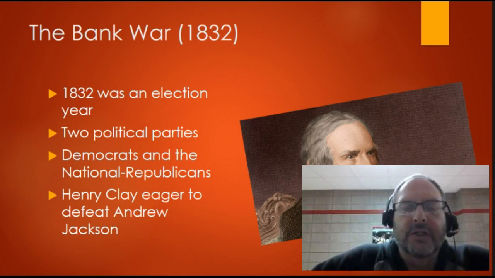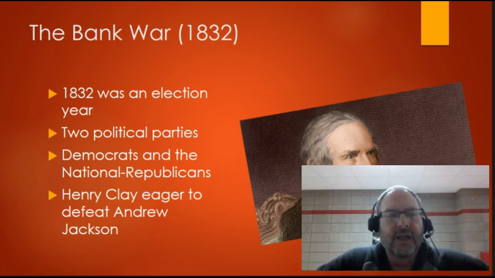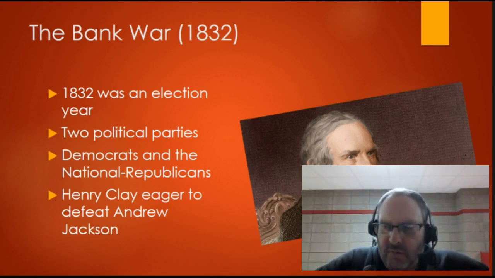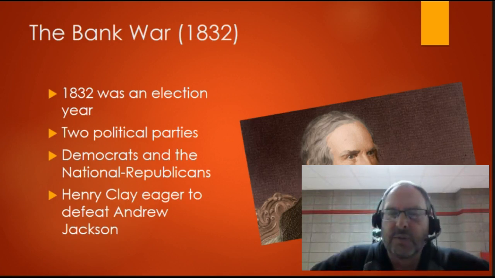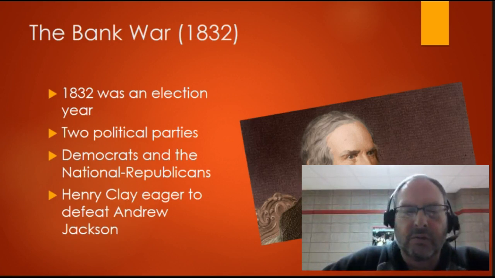So this is a picture of Henry Clay, and I know you can't see it too well because my screen is overlapping with that. But 1832 is an election year. The two parties are the Democrats and the National Republicans. Henry Clay was not a big fan of Andrew Jackson, and he was eager to defeat Andrew Jackson. Clay, in his lifetime, would run for president 4 times, and he would lose each of the 4 times. But nonetheless, he was a very influential candidate.